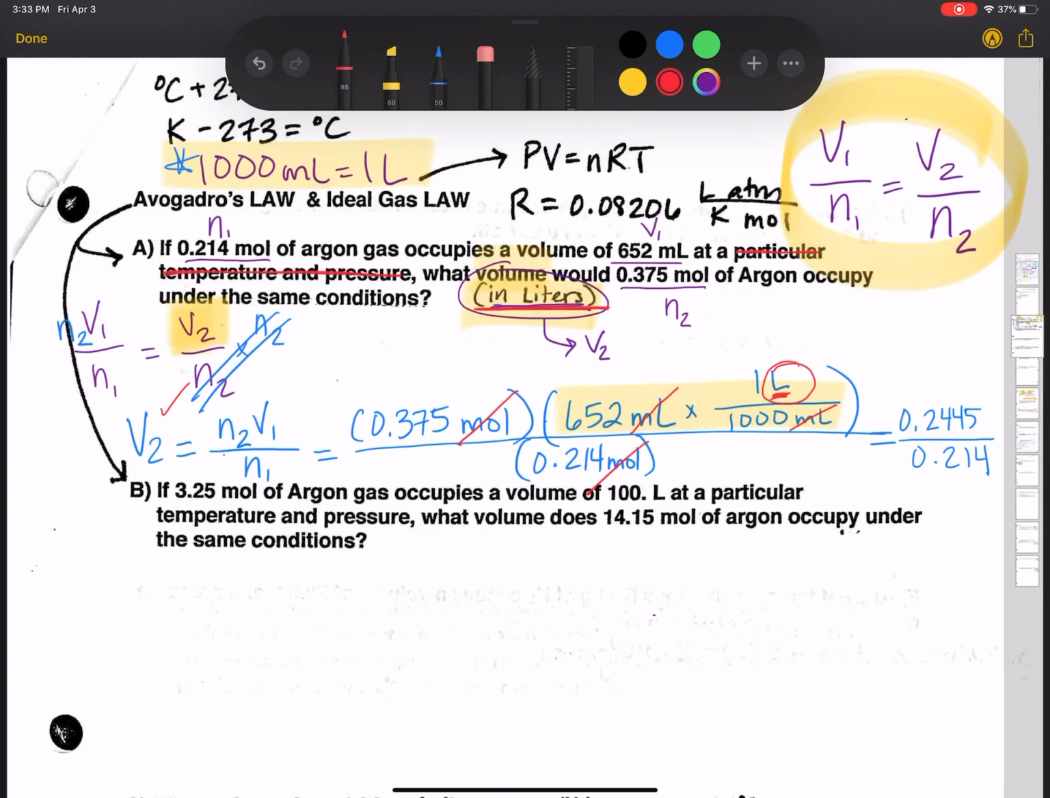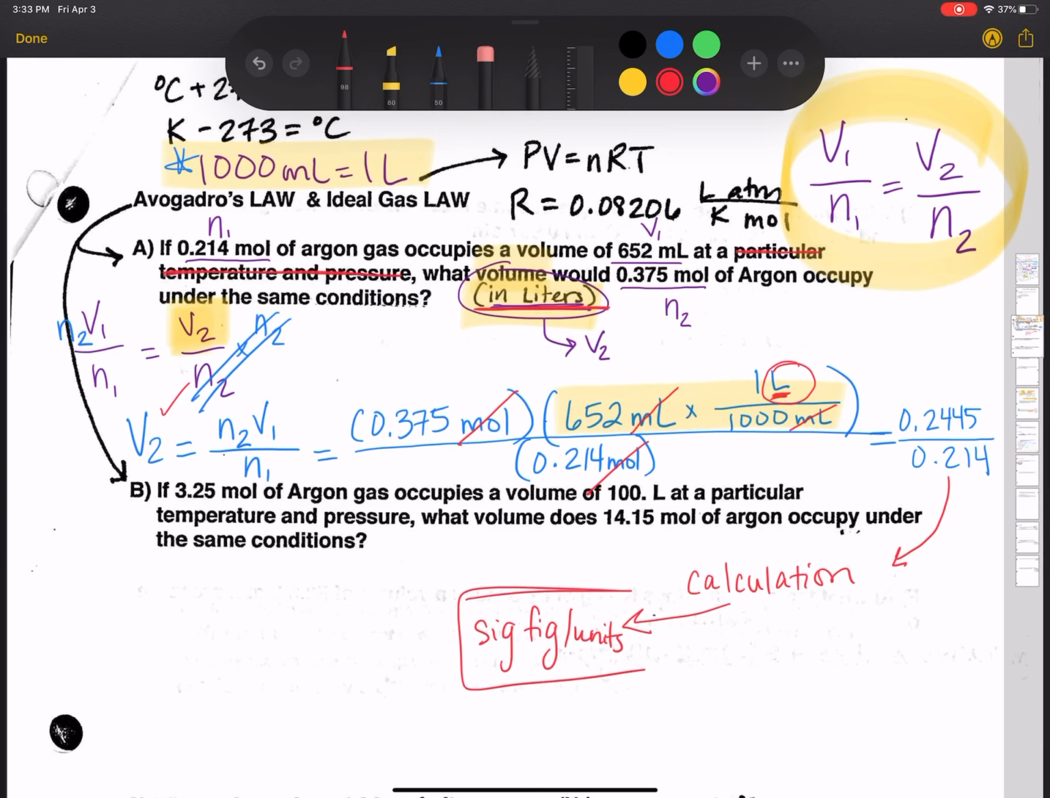So what I'm going to ask that you do now is I'm going to ask that you nicely label for me your calculation answer on your page, and then go ahead and give me your sig fig answer, right, that includes the units. So give me your final answer.